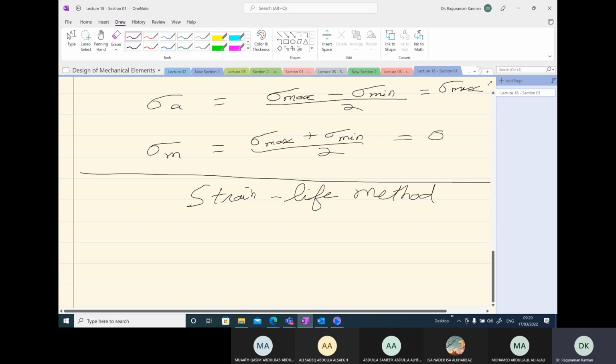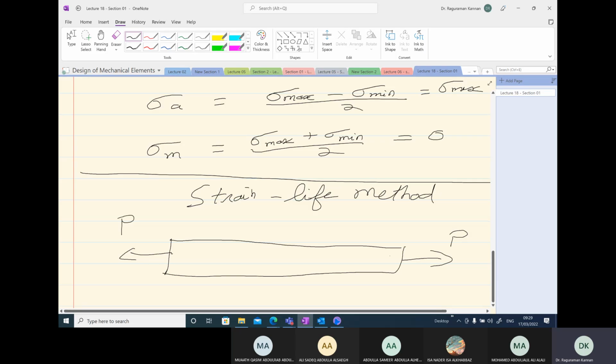In the stress life experiment, we took a specimen. I'm going to approximately draw the specimen here, not the exact shape, but this is what we did in the stress life method. We applied P, tensile and compressive load, on the specimen until failure, controlling the load applied through the springs.